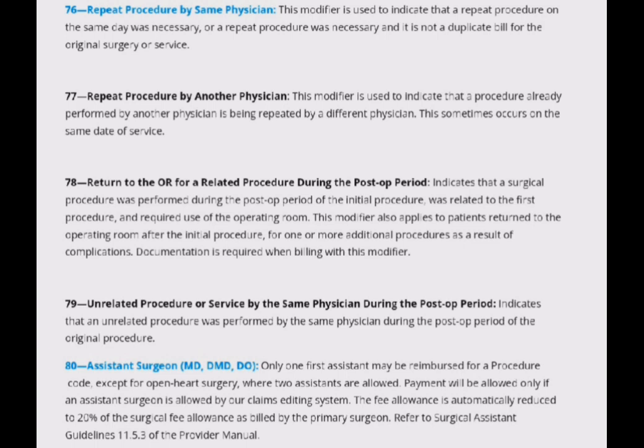79. Unrelated procedure or service by the same physician during the post-op period, indicates that an unrelated procedure was performed by the same physician during the post-op period of the original procedure.